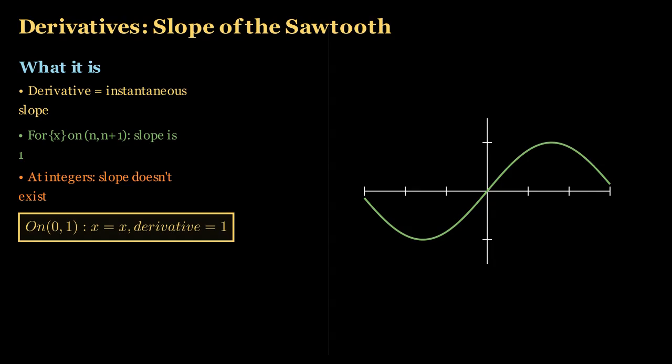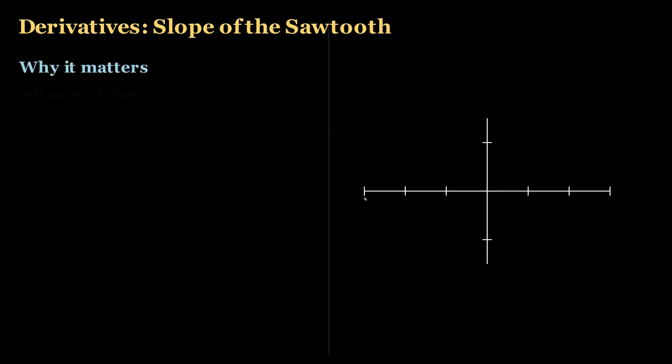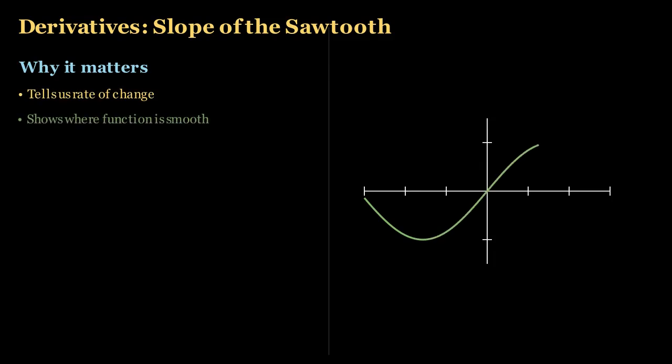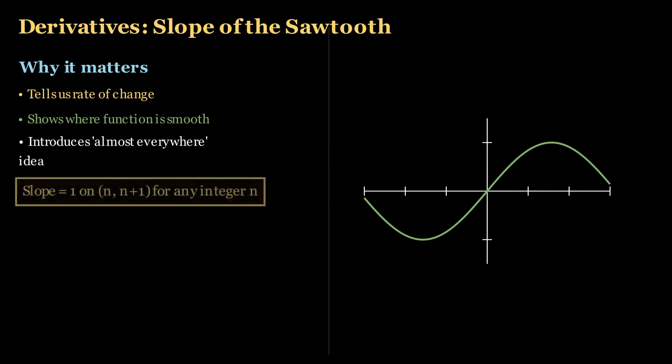Knowing the derivative tells us how fast the fractional part is changing. Since the slope is 1 almost everywhere, the function grows at a steady rate of 1 unit per unit, just like the function f of x equals x. But the jumps at integers mean the function isn't smooth there. This leads to an important idea: a function can be differentiable almost everywhere, meaning everywhere except a few isolated points. For the sawtooth, those bad points are just the integers, which are spaced out and don't ruin the overall behavior.